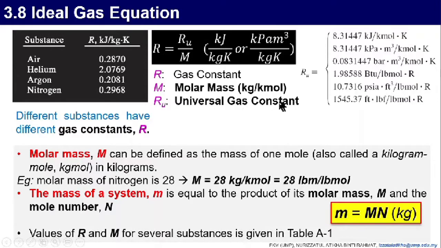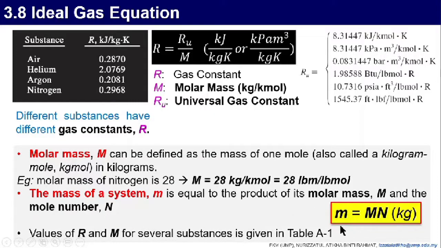If it's using the universal gas constant, then Ru for each substance. If they give you the molar mass, then you need to calculate the gas constant. Molar mass can be defined as the mass of 1 mole, also called a kilogram mole, kg mole, in kilograms. For example, the molar mass of nitrogen is 28, so M equals 28 kilograms per kilomole, equal to 28 lbm per lbmol. The mass of a system m is equal to the product of its molar mass and the mole number.